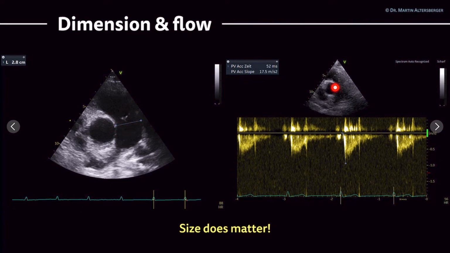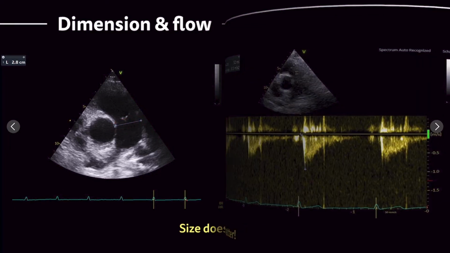And we can use a pulsed wave Doppler to quantify the pulmonary acceleration time. So this time frame you can measure here, and if it is below 60 milliseconds, it's definitely pathological and pointing towards elevated pulmonic pressures. And in this case, yes, the size does matter. If you have an enlarged pulmonic trunk, do not forget to mention it in your report.